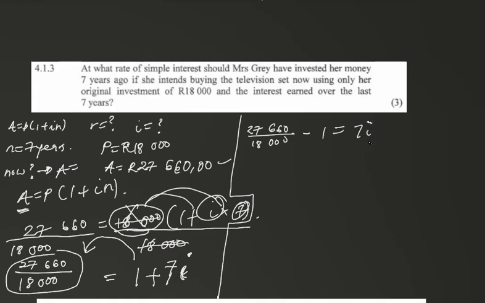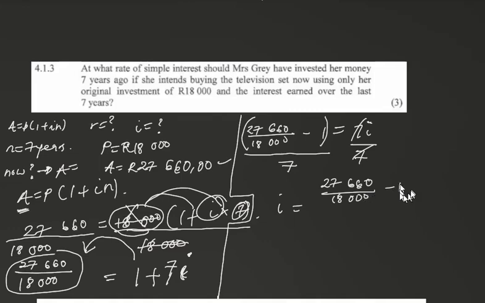And after that, I have to remove the 7 from the I. But remember that as I divide the side by 7, I'll also have to divide this whole side by 7. But I don't touch this part now. So I'll put it in brackets so I know that this whole part is divided by 7. So now this cancels that. I'll be left with I being equivalent to 27,660 all over 18,000 minus 1, all that divided by 7, right? So I'll put this on my calculator. Let me do this on my end.